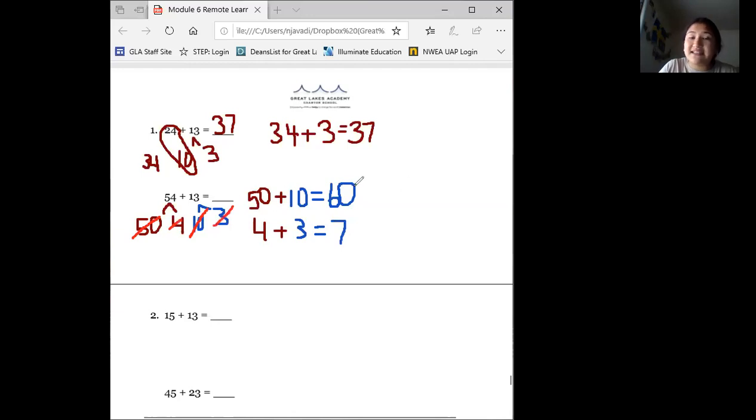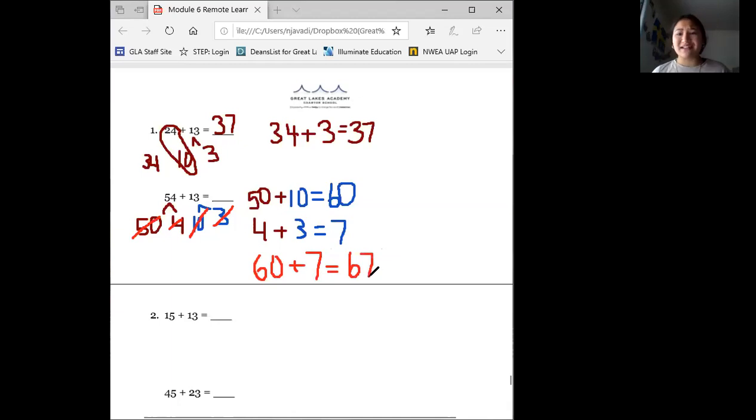Now we need to add together these two numbers to find the total. Let's add them together. I'm going to write a number sentence adding together these two numbers. 60 plus 7 is equal to 67.